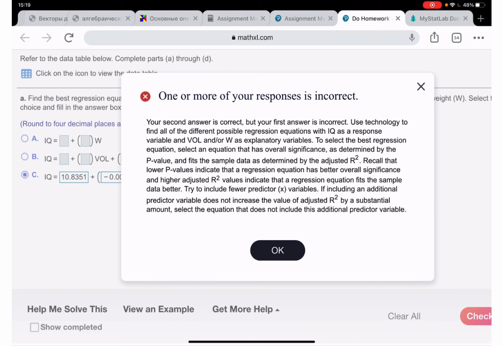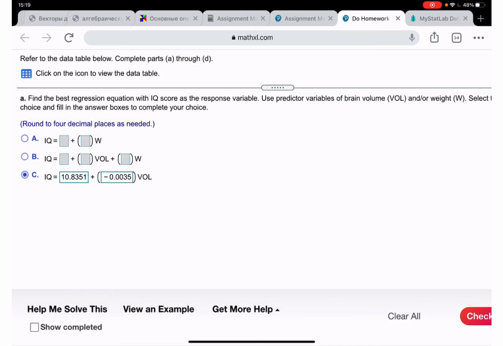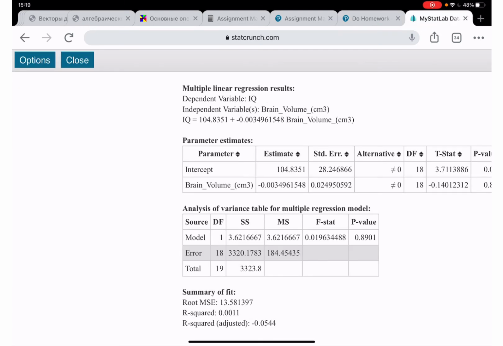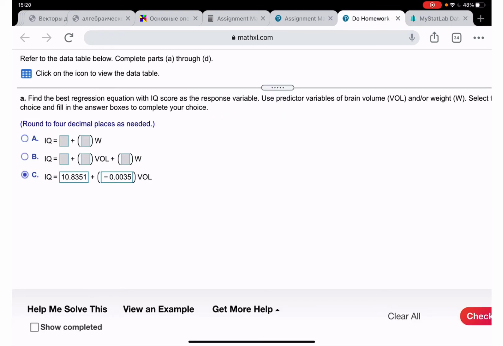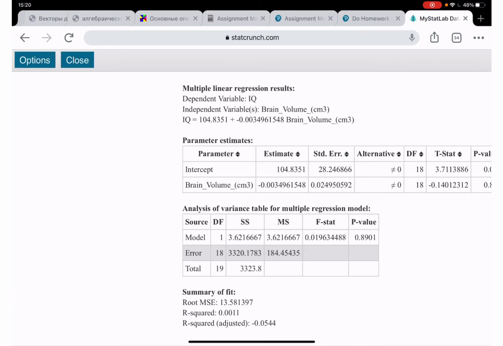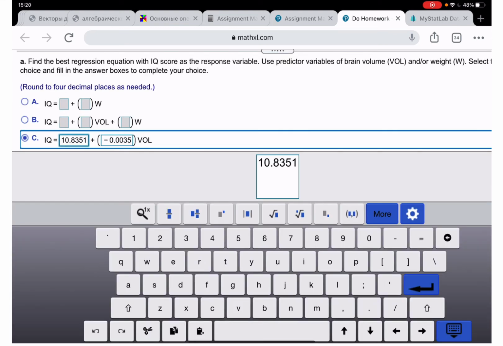Okay. What is incorrect? 1, 2, 3, 4. Let me check. 0.2034. 340, 350, 00350. Yeah, I did, I put 0035. Now 104.8351. Let's check this one. 104.8351. Okay.